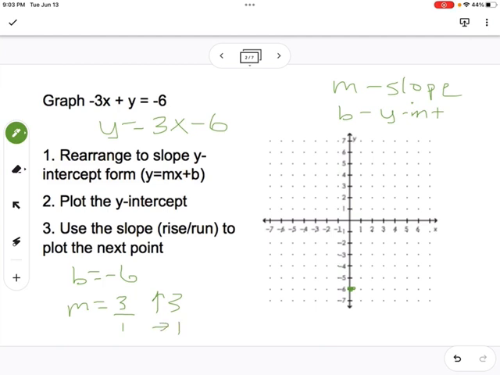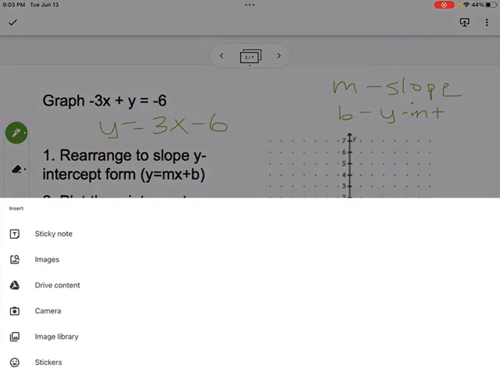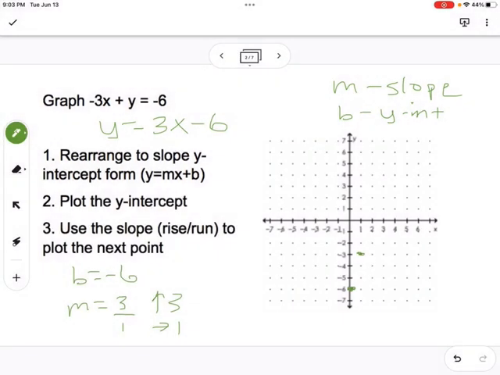Okay? If we had a negative slope, we would be going down instead of up. So from the negative 6 y-intercept there, we're going to go up 3 and over 1 to get to the next point. Okay, and then with those 2 points, we can make a line.